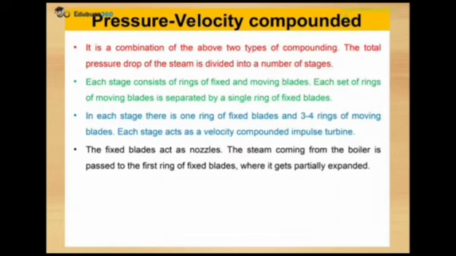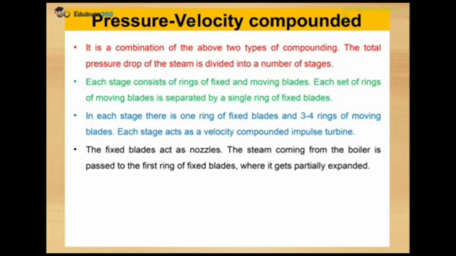Pressure velocity compounding. It is a combination of the above two types of compounding. The total pressure drop of the steam is divided into a number of stages. In each stage, there is one ring of fixed blades and 3 to 4 rings of moving blades. Each stage acts as a velocity compounded impulse turbine. The fixed blades act as a nozzle.